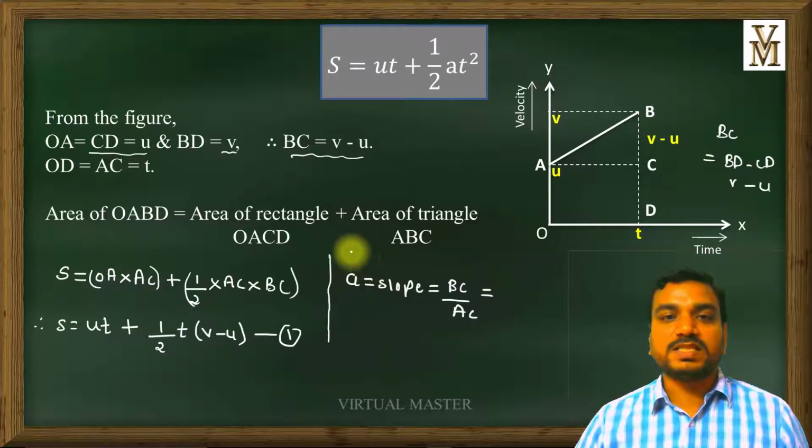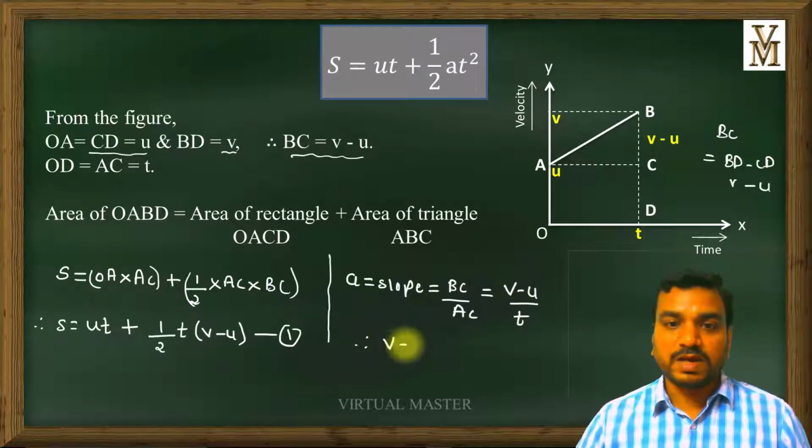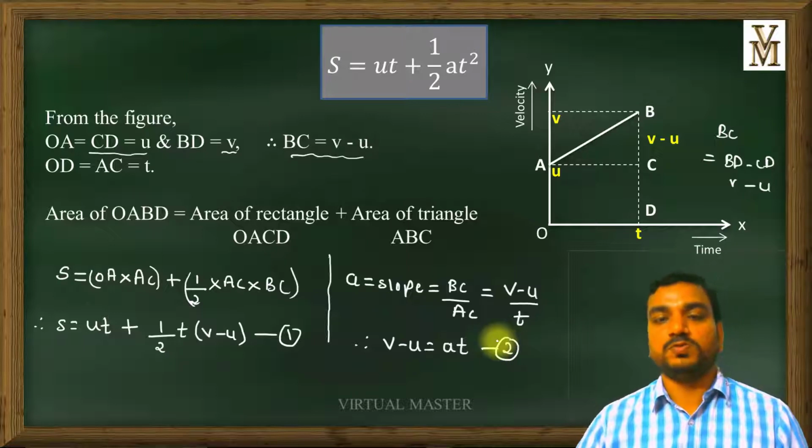Now what is BC here? BC is equal to V minus U. And what is AC? AC is T, right? V minus U divided by T. So, therefore, V minus U will be equal to A into T. I am cross multiplying T on the left hand side. V minus U will be equal to A into T. I will write this as equation number 2.